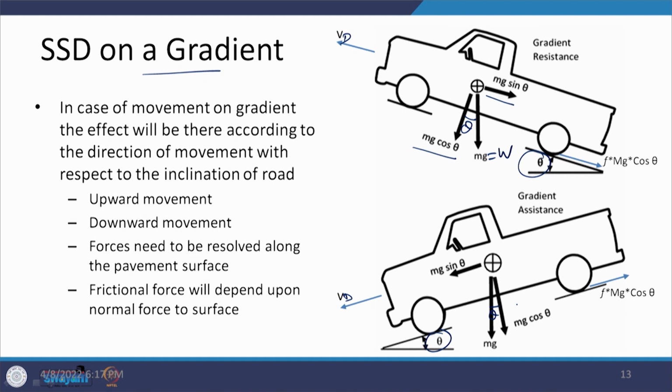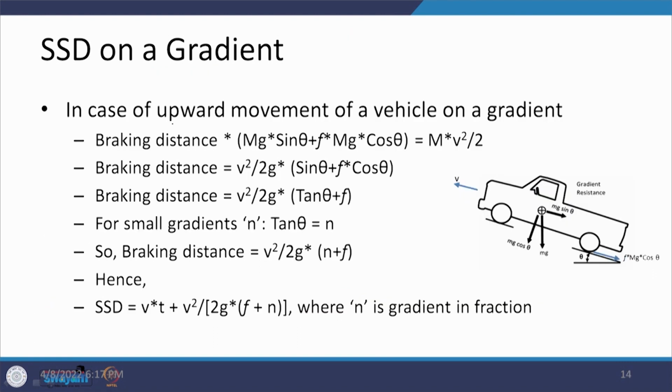So, there is a role of friction and a role of those components, and on the basis of that we are going to get certain values of SSD on a gradient. Let us see what happens if we are going upwards, what the directions of these forces are, and how we can find the value of SSD by calculation. Now, PRT is going to remain the same. The driver is looking at a situation for 2.5 seconds and moving with a speed of Vd, and therefore Vd into T will give you the PRT distance.